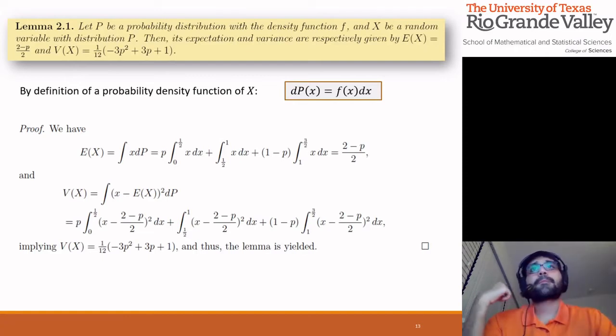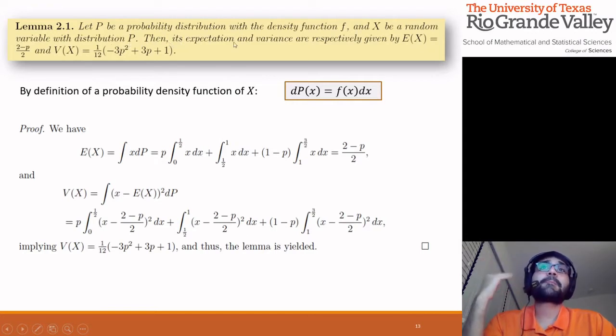So now let's talk about this Lemma 2.1 that I found. If we let P be a probability distribution with a density function f, and X be a random variable with distribution P, then its expectation and variance are respectively given by E of X equals (2 minus p) divided by 2, and the variance of X equals this expression right here. So let's prove this.